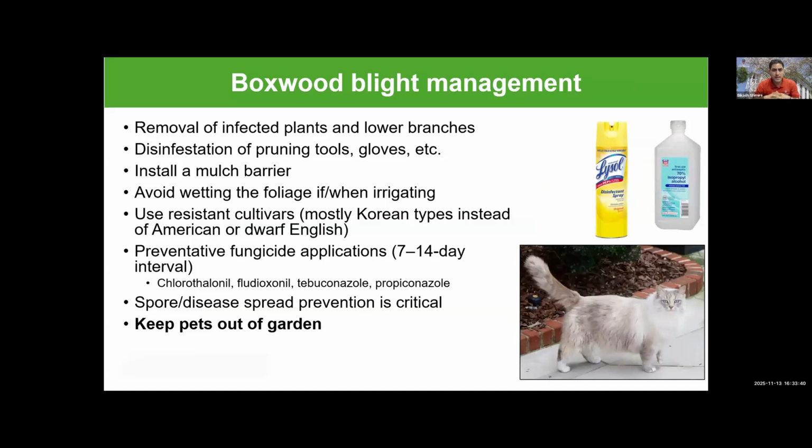And for the management, we have to remove the infected plants and the lower branches. You need to disinfect the pruning tools and gloves, and mulching can sometimes be helpful because it can act as a barrier against splashing spores. And you need to avoid getting the foliage too wet, or avoid overhead irrigation if it is not necessary. We really recommend planting resistant cultivars. Korean types of boxwood are more resistant compared to American or dwarf English. And there are some chemical fungicides that can be applied every 7 to 14 days: chlorothalonil, fludioxonil, tebuconazole, and propiconazole.